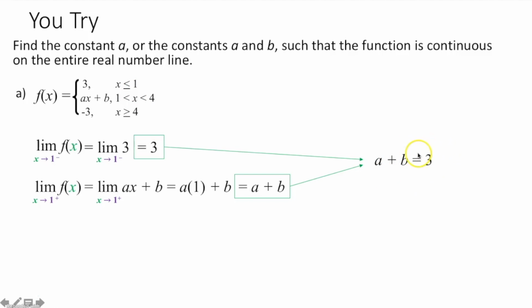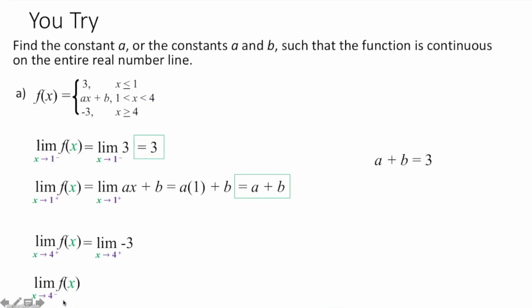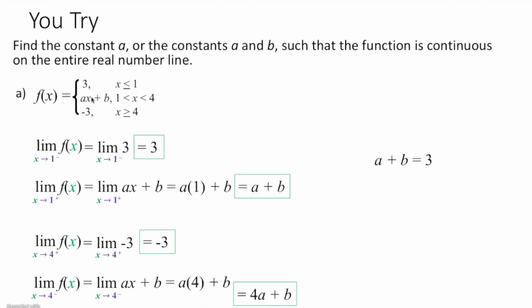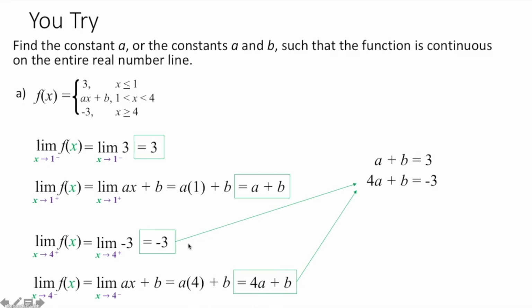Now, this is not solvable because we have two variables. So what we do is we go on to the next part and we find the limit as x approaches 4 from the left and the right. So the limit as x approaches 4 from the right, that would be this part of the piecewise function, is just equal to -3. The limit as x approaches 4 from the left, we go back to this part, and this time we're going to plug in 4 for x. We simplify that, we get 4a plus b is equal to -3, because these two things must be equal in order for this function to be continuous at x is equal to 4.